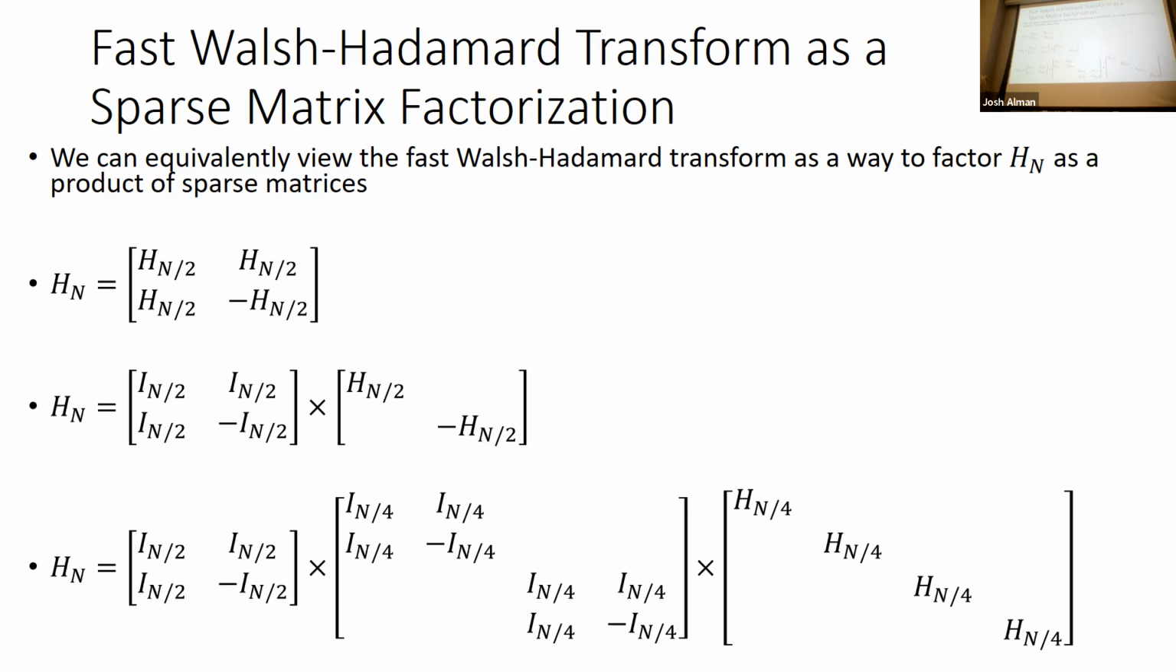And what you'd get at the end is you'd write it as a product of log n different matrices, and each of these is sparse. You can check, like, this matrix, each of these identities has n over 2 non-zero entries, so this has 2n non-zero entries. You can check this one also has 2n non-zero entries, and so on. So we've written it as the product of log n matrices with order n non-zero entries each.